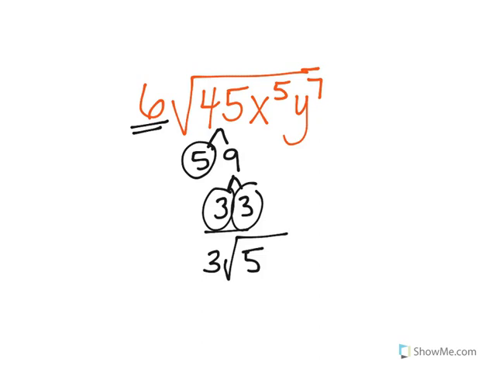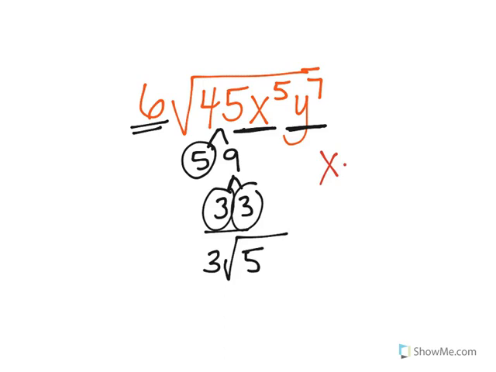Now I can go ahead and figure out how many x's that I can pull out pairs of and how many y's can I pull out pairs of. So when you're thinking about how many pairs are going to come out for the x and for the y, you have to think about that they're both odd numbers. So you're going to at least have 1 that stays inside the radical.